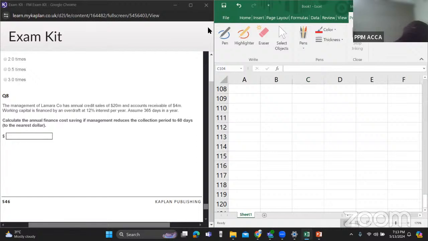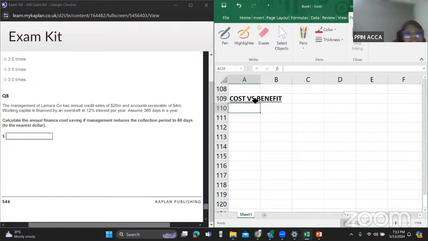You got the answer as 17,095.89. Okay, we'll see. Okay. Right. So this is an example of a cost versus benefit analysis. Okay. So we do this a lot when it comes to working capital management.